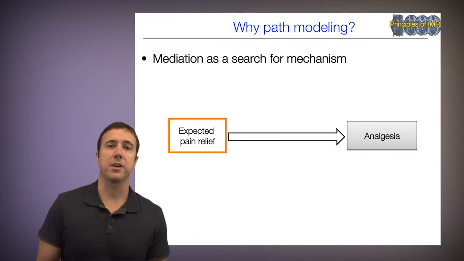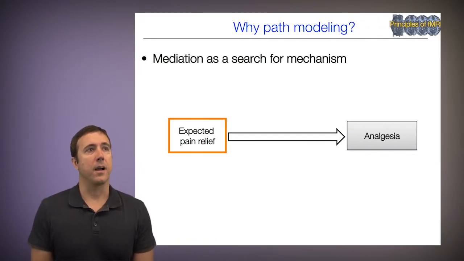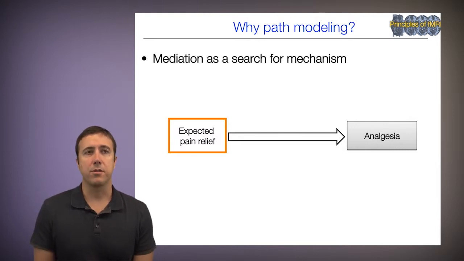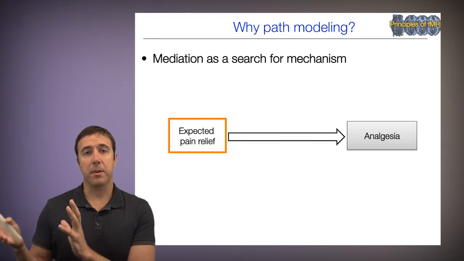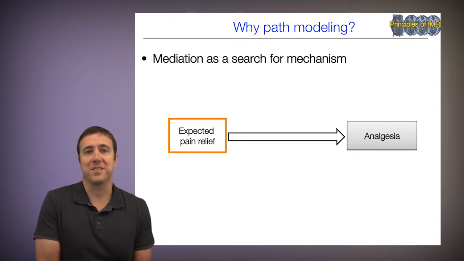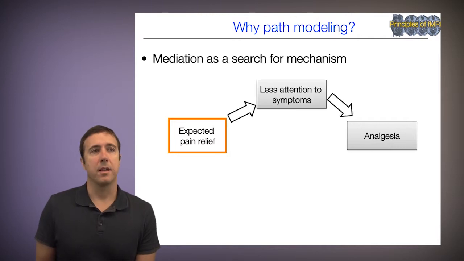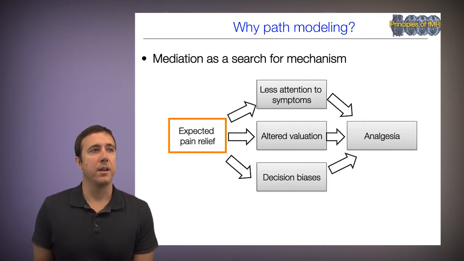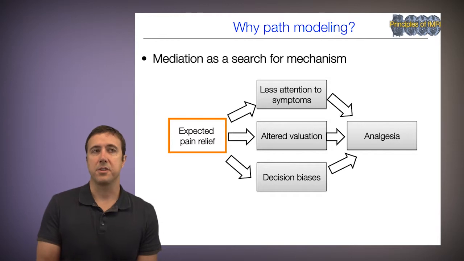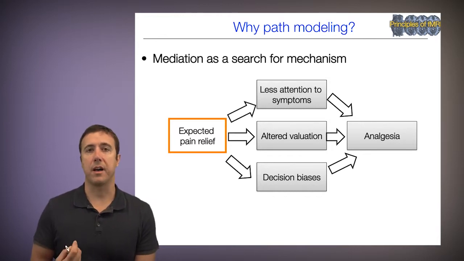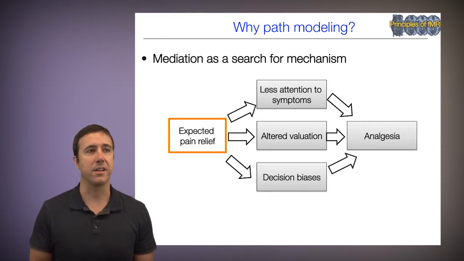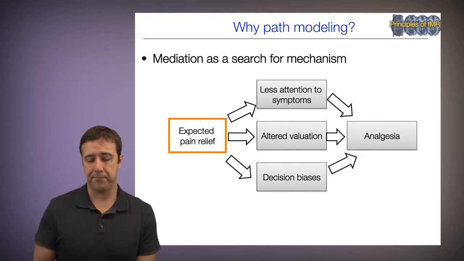So we'll talk about mediation in particular here. Mediation is really an important concept, and we can think of it in part as a search for mechanism. Let's say I've got a manipulation of expected pain relief, and I'm observing some analgesia, pain relief. We can think of mediating variables as those that might intervene and explain that effect. This could be caused by less attention to the symptoms, altered valuation of pain-inducing events, and it could be caused by decision biases or other kinds of processes like that.